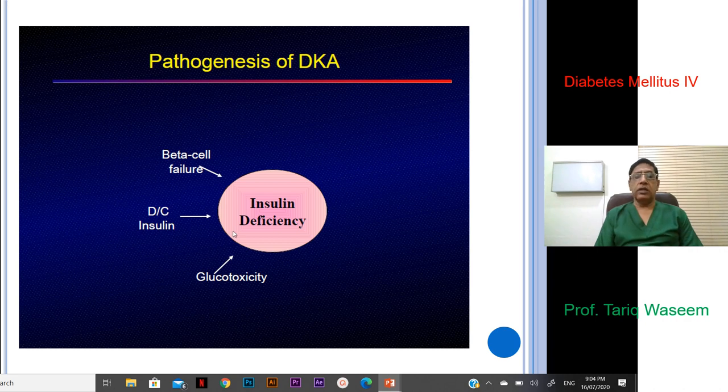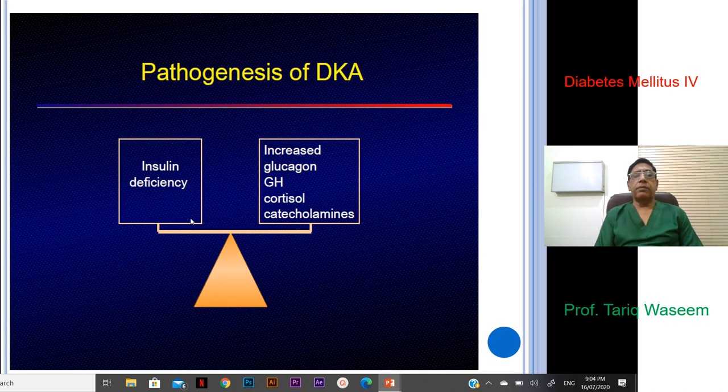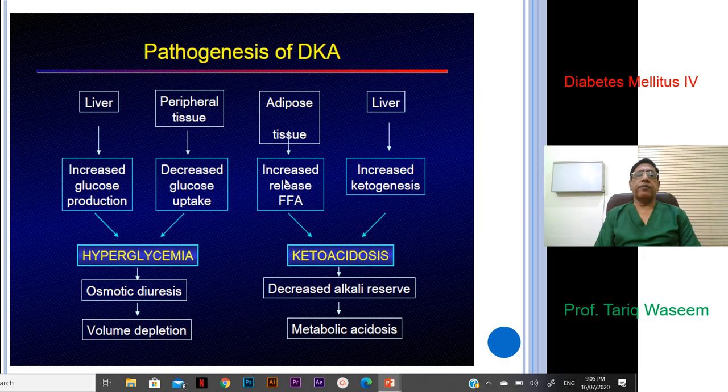This insulin deficiency results in the balance being tilted, leading to other hormones like increased glucagon, there may be increased growth hormone, there may be increased cortisol to compensate for an acute inflammatory or infective insult, there may be release of catecholamines. Now this insulin is deficient, but these proglycemic agents, those factors which increase the glucose, are increased. So this results in the balance being shifted towards glucose level being elevated or high.